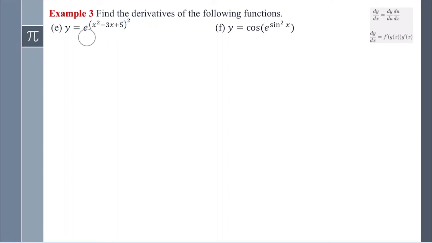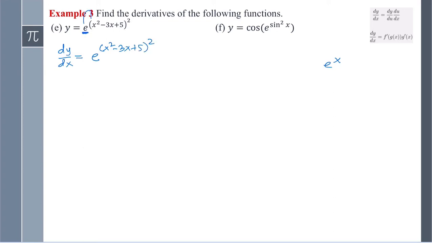Now again, we'll start with the outside function. The outside function is e, so we know the derivative of e to the x is just e to the x. So for dy over dx, the derivative of e to the something is just e to the something. So we'll write that: e to the (x squared minus 3x plus 5) squared.